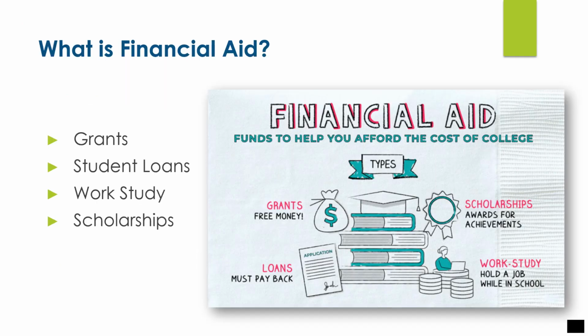So once a student is awarded their financial aid, what exactly is financial aid? Well, financial aid gives you the funds to help you afford the cost of college. There are grants, whether they're state or federal grants, student loans, federal or private loans, work study, as well as scholarships, which would be institutional or outside private scholarships.